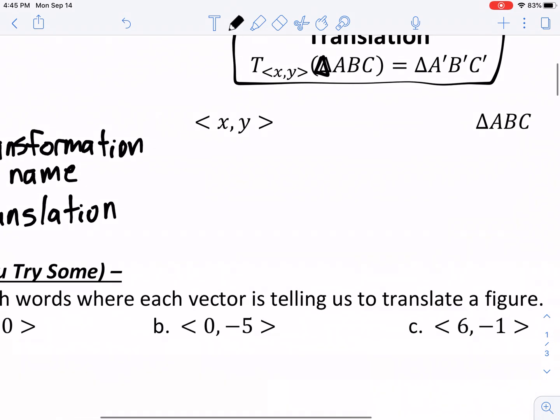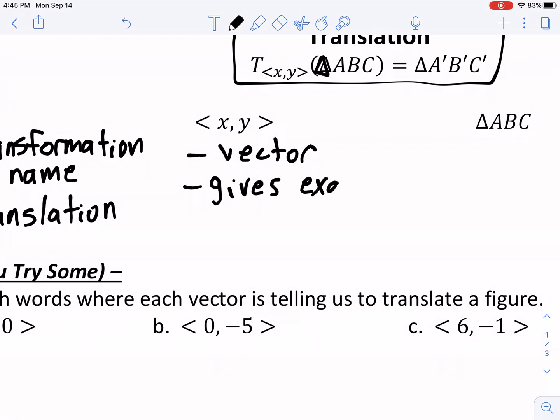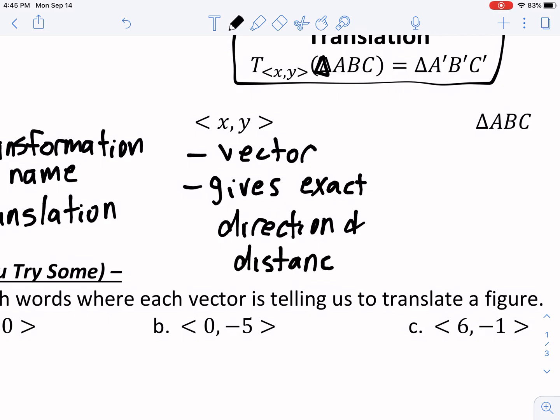And then this guy right here, if you haven't seen this before, this stands for a vector, okay? Now, if you don't remember a vector maybe from your science classes, a vector gives exact direction and distance. Okay, so a vector gives exact direction and distance, okay? So that's the part that is going to direct us and where we're going to translate our pre-image to get to our image, okay?